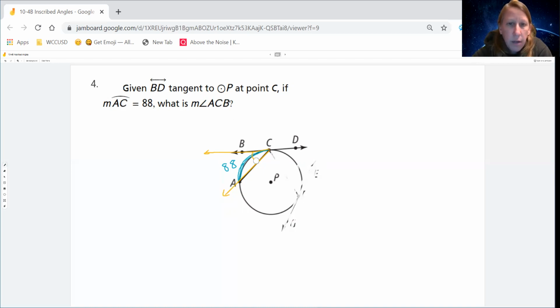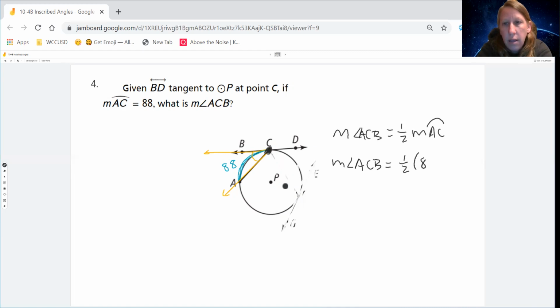And the relationship here is I have an angle, happens to be yellow right now, whose vertex is on the circle. And I have the intercepted arc, so all I have to do is take half. So the answer is 44. This should work. You could say the measure of angle ACB is half the measure of the intercepted arc, which is AC. You could say the measure of angle ACB is half of 88, which is 44.